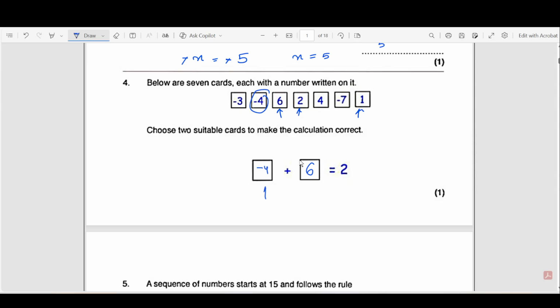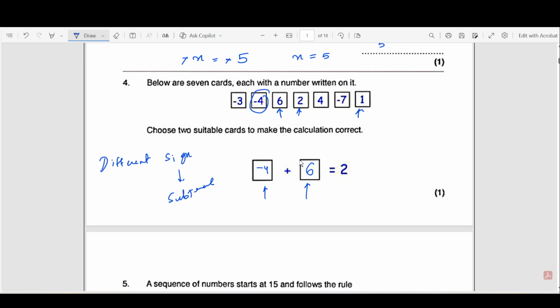So when one number is negative, the other is positive, and we are adding them, we basically need to subtract. You can remember this: if you have numbers with different signs, when you add them you need to subtract.